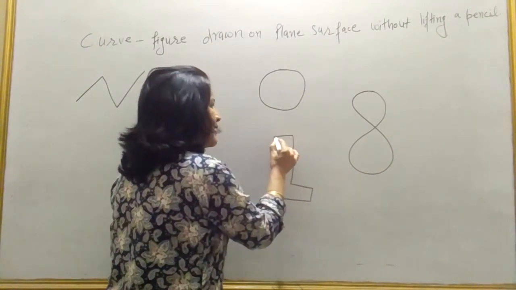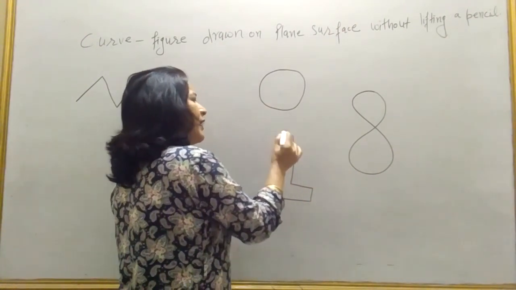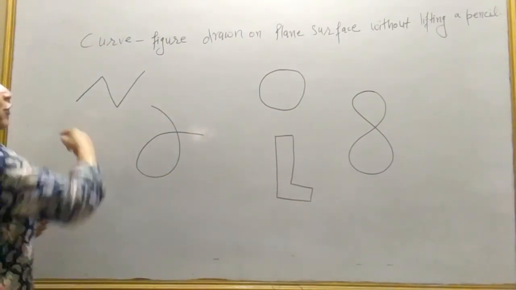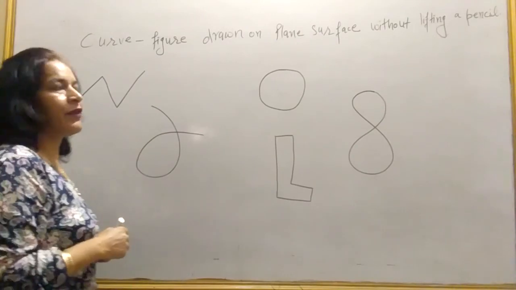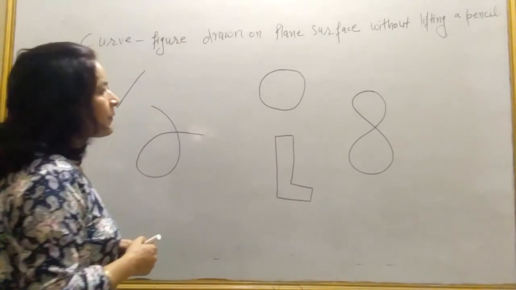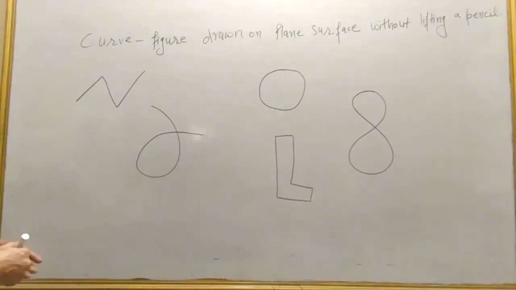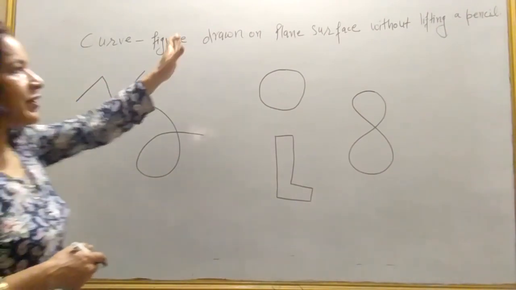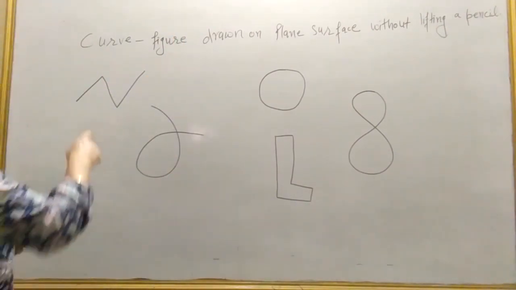Look here, from where I start, I end at the same point, again a curve, because I draw all these figures without lifting a pencil. But what type of curve? Now we will differentiate the types of curve.